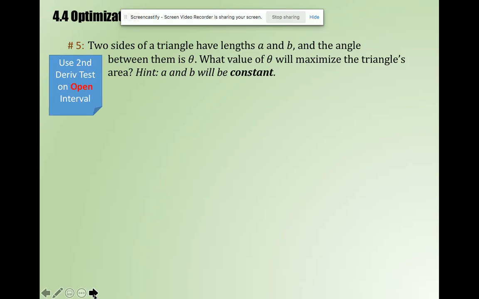I'm going to use the second derivative test here as well for extrema. So I have 2 sides of a triangle. There's my geometry. Lengths A and B, and the angle between them is theta. So I'm thinking triangle and an angle. What value of theta, so this is my variable, will maximize the triangle's what? Area.